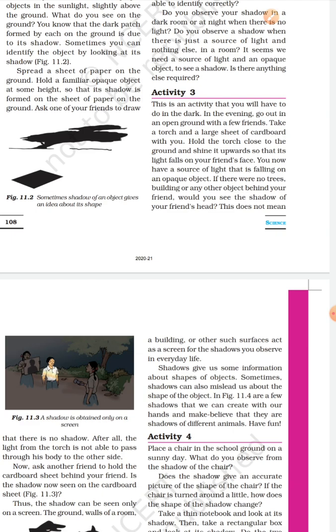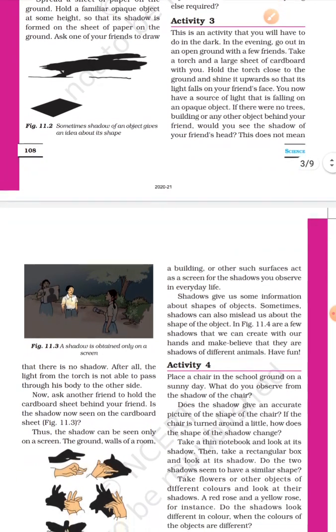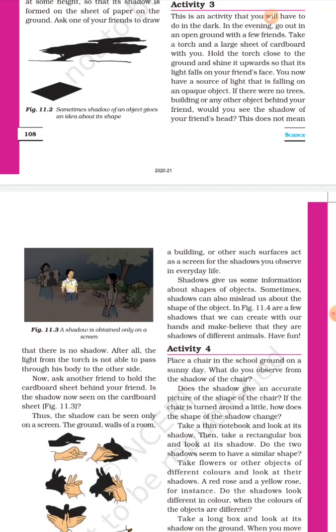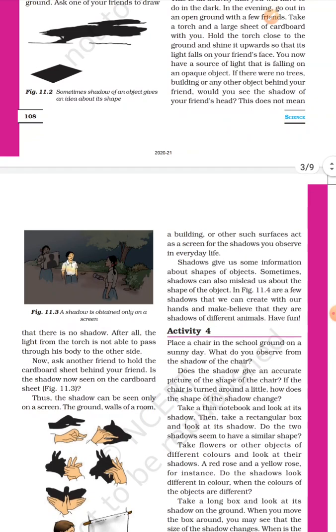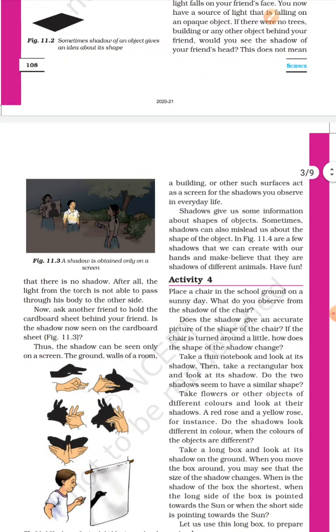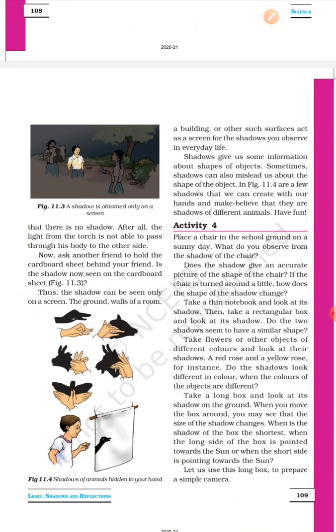If there were no trees, buildings, or any other object behind your friend, would you see the shadow of your friend's head? This does not mean that there is no shadow. After all, light from the torch is not able to pass through his body to the other side. Now ask another friend to hold the cardboard sheet behind your friend. Is the shadow now seen on the cardboard sheet? Thus the shadow can be seen only on a screen, the ground, or the walls of a room. So a building or other such surface acts as a screen for the shadows you observe in everyday life.